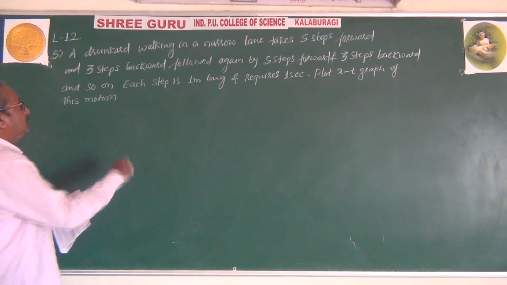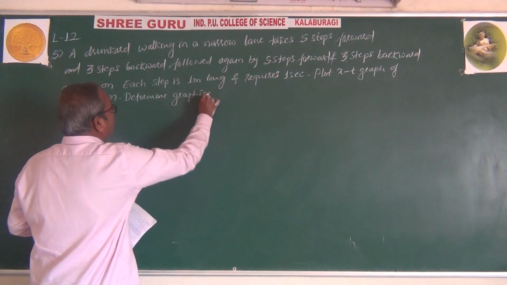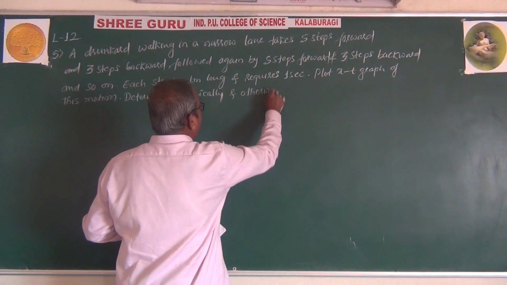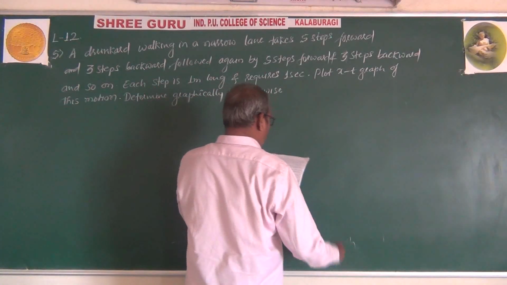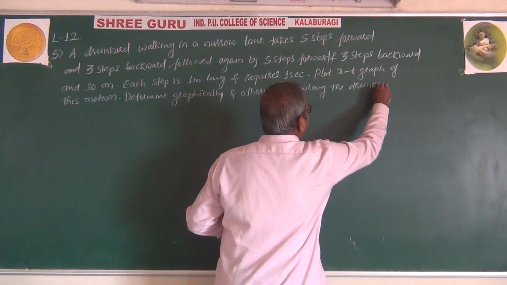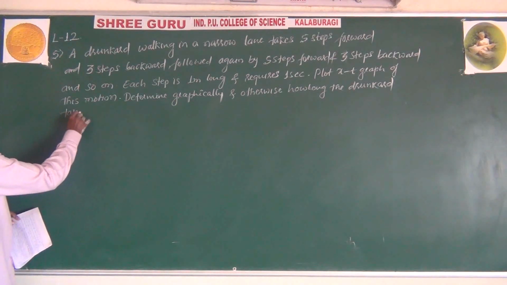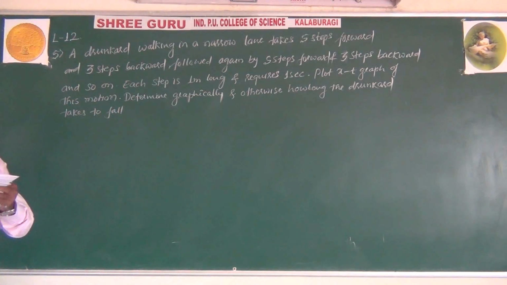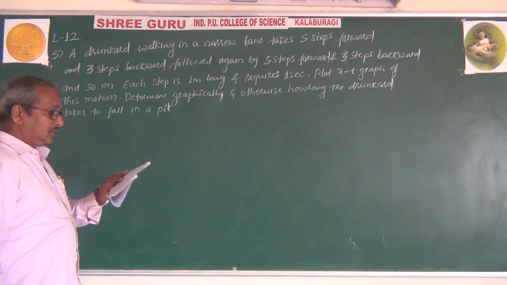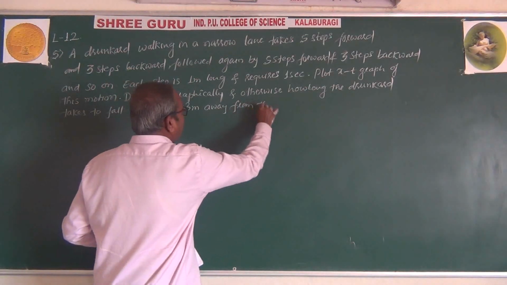Determine graphically, and otherwise, how long the drunkard takes to fall in a pit 13 meters away from the start.